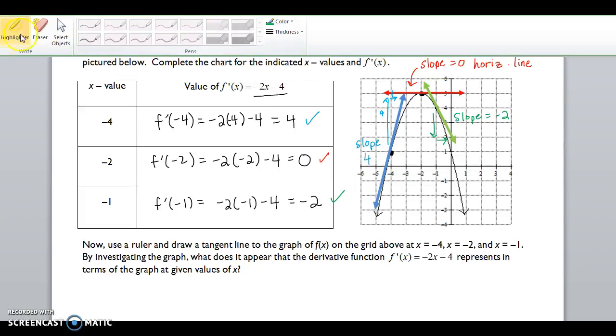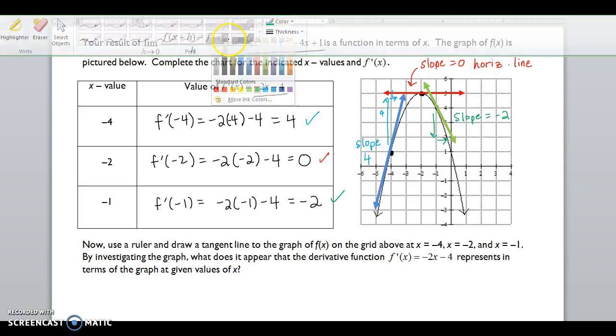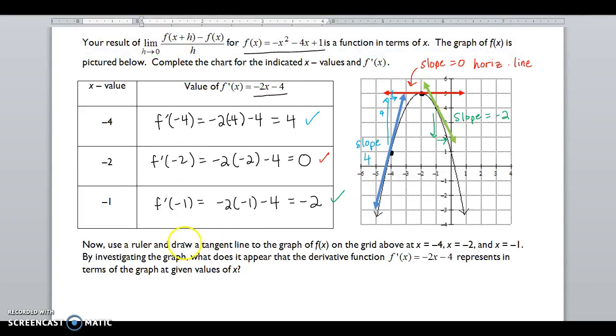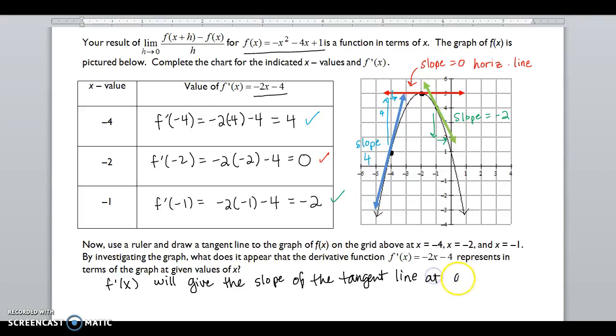And so if we want to summarize what we just said there, we can say that f prime of x will give the slope of the tangent line at any value x. So if we want to find the slope of the tangent line at a particular x value, we can just plug it into the derivative.